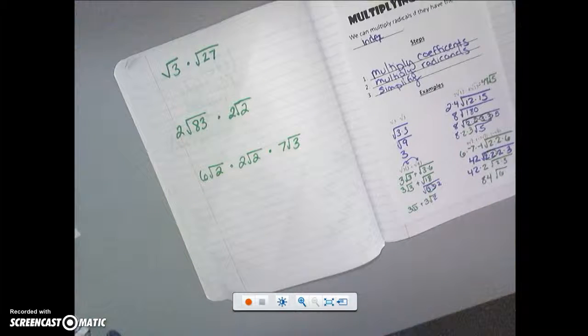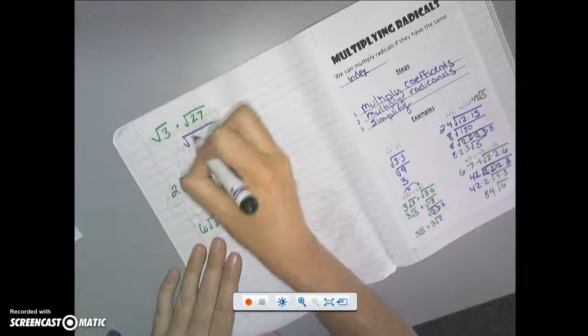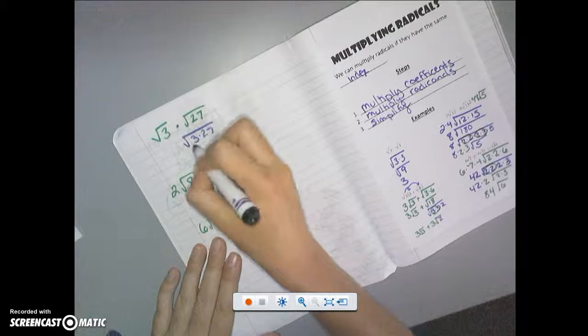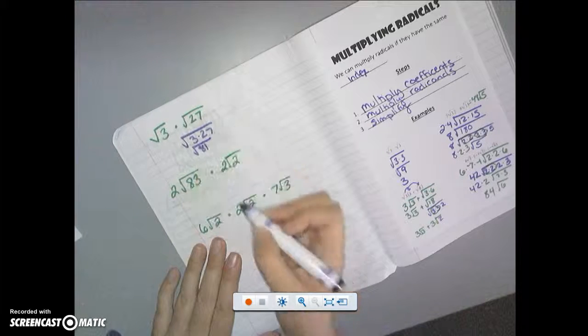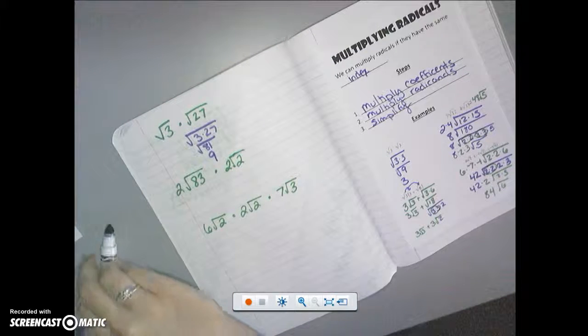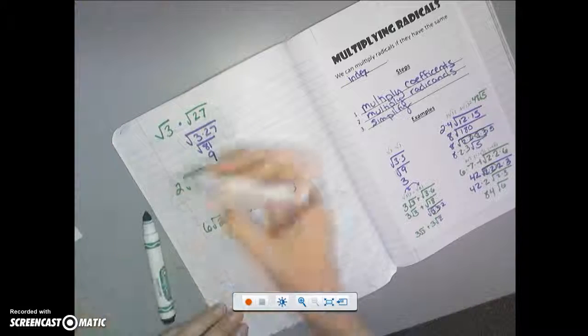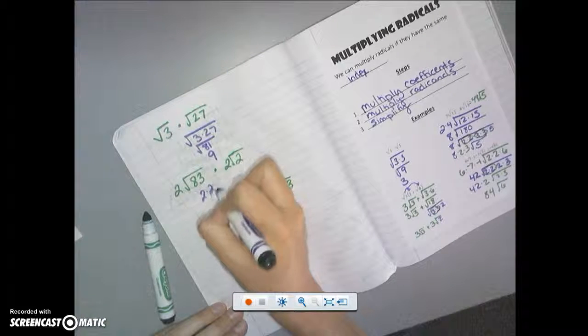Now we're going to do 3 more sample questions. Alright, so up here we have 3 times the square root of 27. So we're just going to multiply 3 times 27, which so happens to be square root of 81, and square root of 81 is a perfect square, so that's going to equal 9.